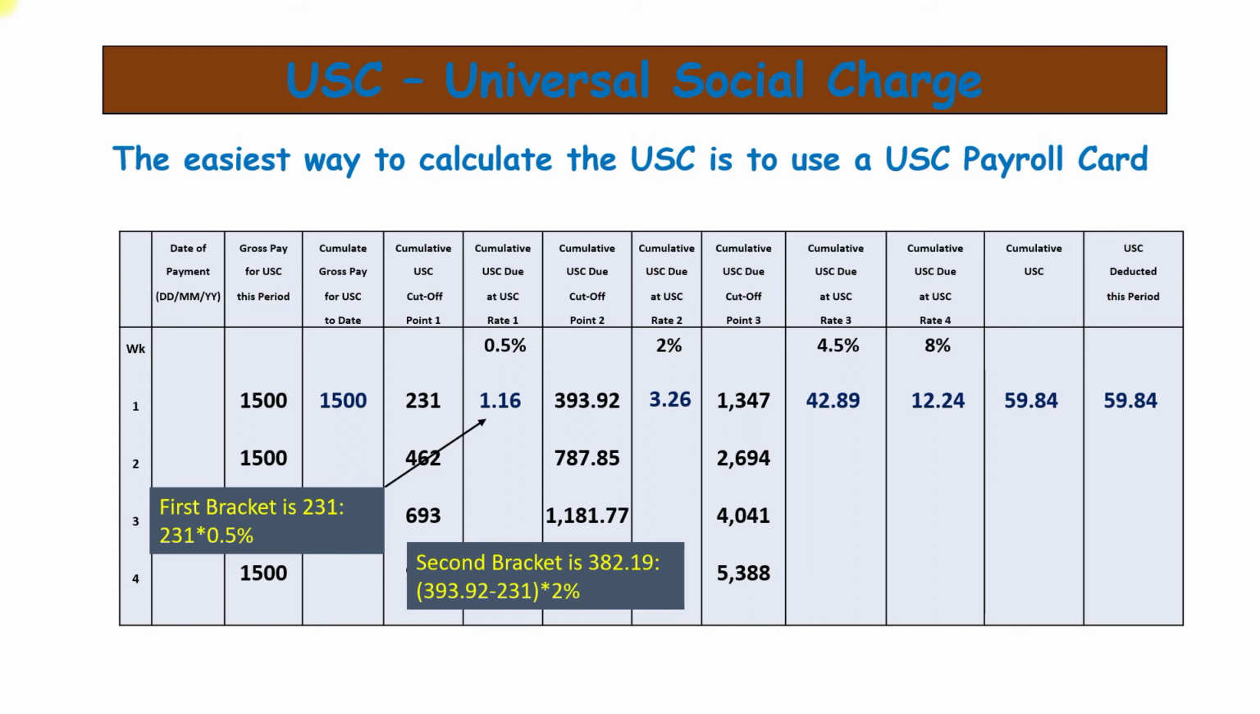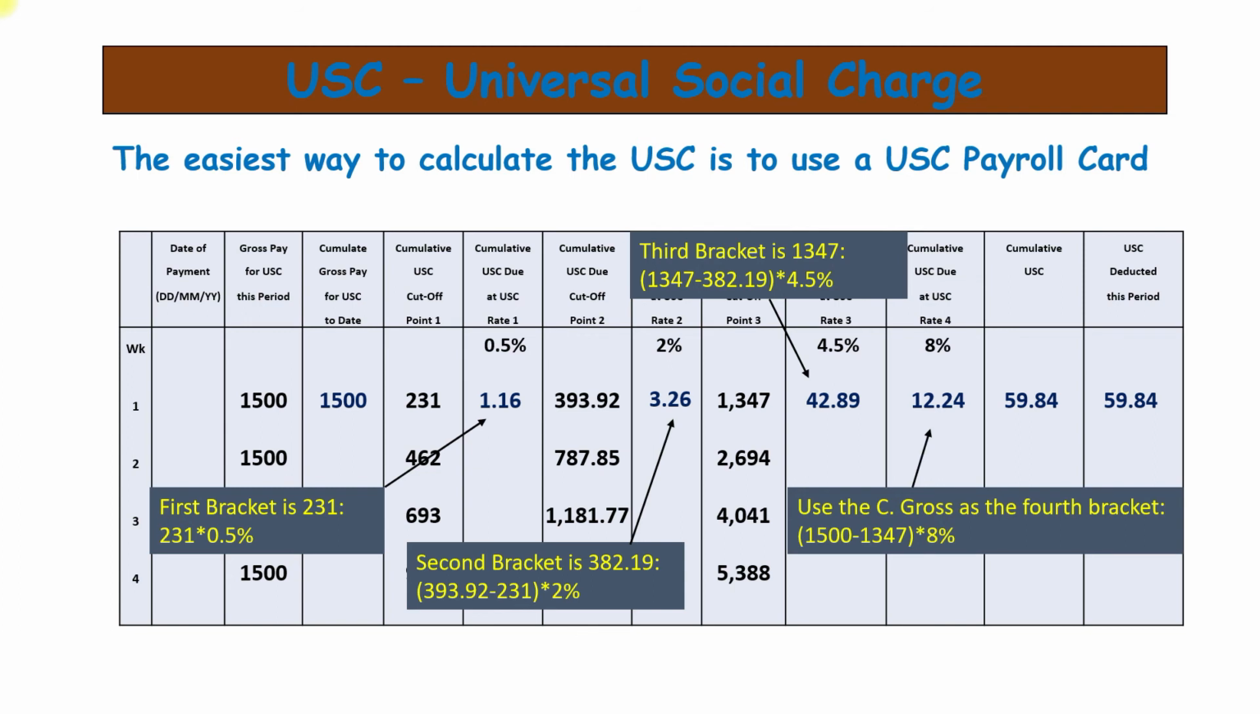Then we subtract the first bracket 231 from the second bracket 393.92 and get 2% of the result. Then we subtract the second bracket 393.92 from the third bracket 1347 and get 4.5% of the result. The balance is at 8%, so we subtract the third bracket 1347 from the gross 1500 and get 8% of the result.